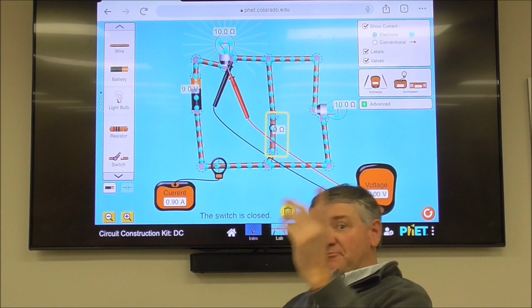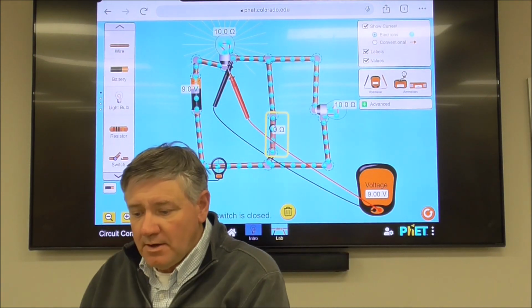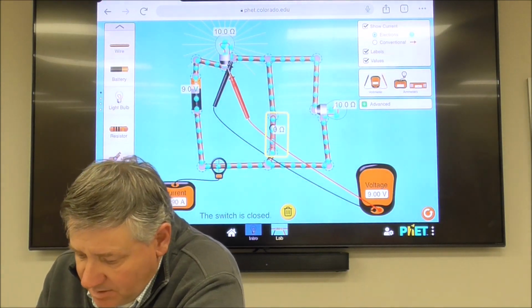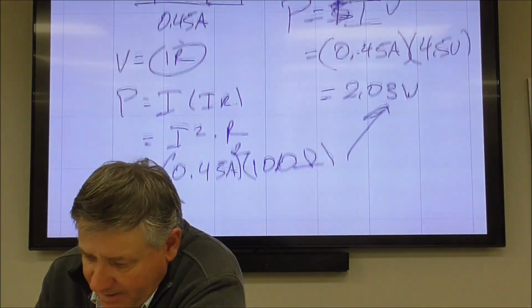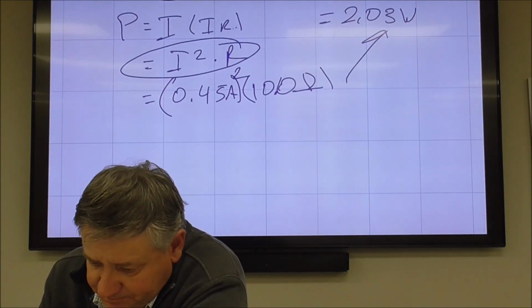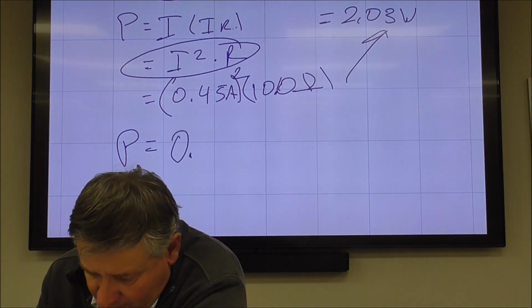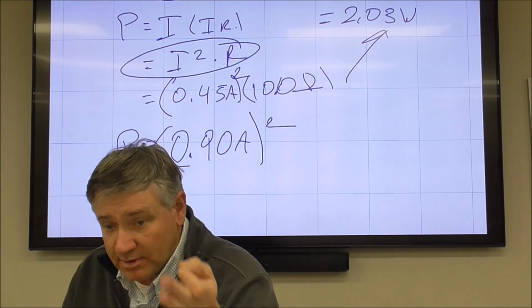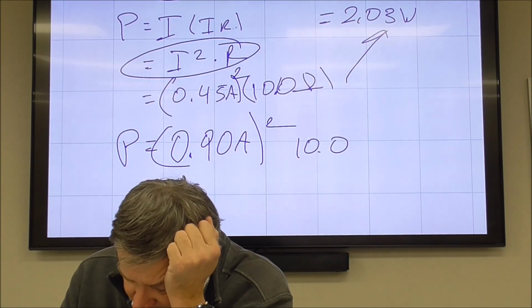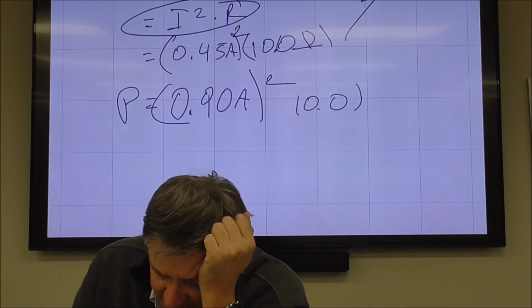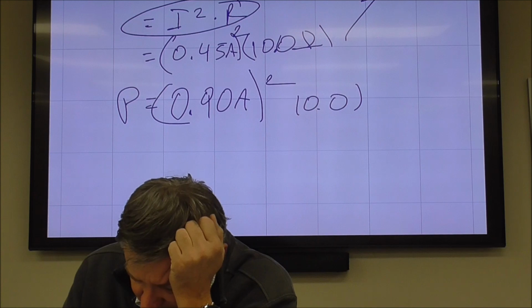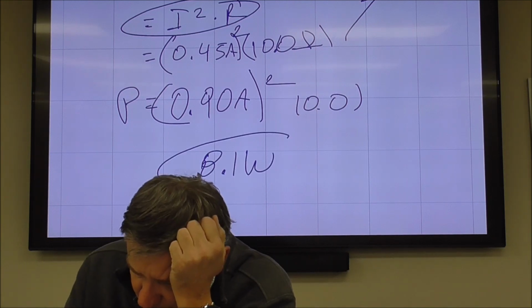Okay? Now, mathematically, let's figure this out. So I got a current of 0.9 amps, I got a resistance of 10. So now I have a current of 0.9 amps, and that's going to get squared, but it's still a 10 ohm resistor. So I'm going to multiply that by 10. And then if I do that, I take the OGC, and I get 8.1 watts.